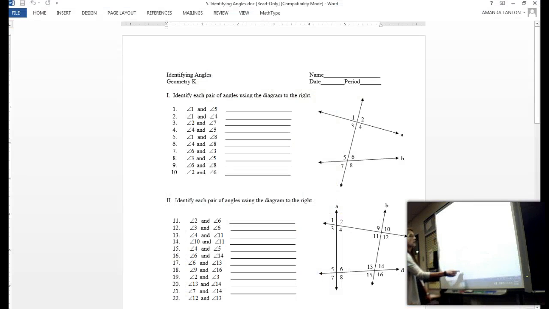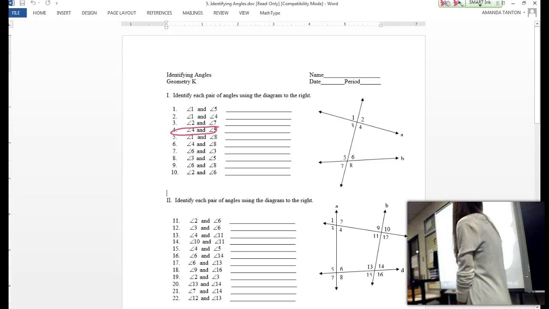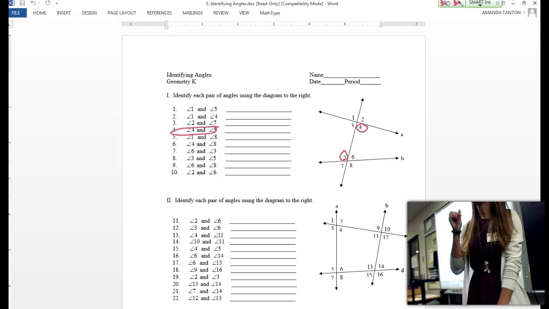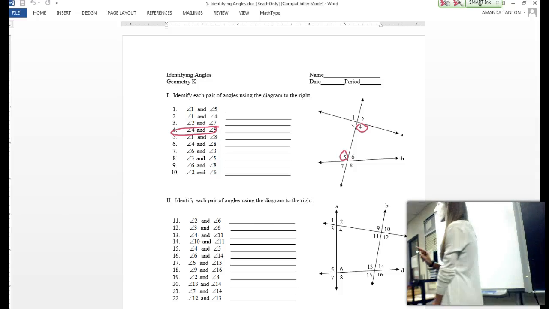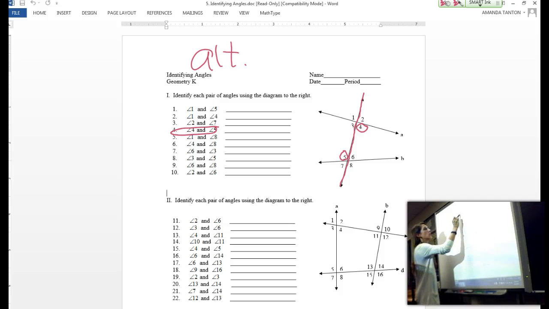So number 4 asks, what are angle 4 and angle 5? What is the vocab word for angle 4 and angle 5? There are 2 questions you need to ask yourself every time. First question, same side or alternate side? Everyone look at those circles. Are they on the same side of the transversal or alternate side? So you write alt, or you spell out the whole word, which is better. And then the next thing you ask yourself is interior or exterior, right?